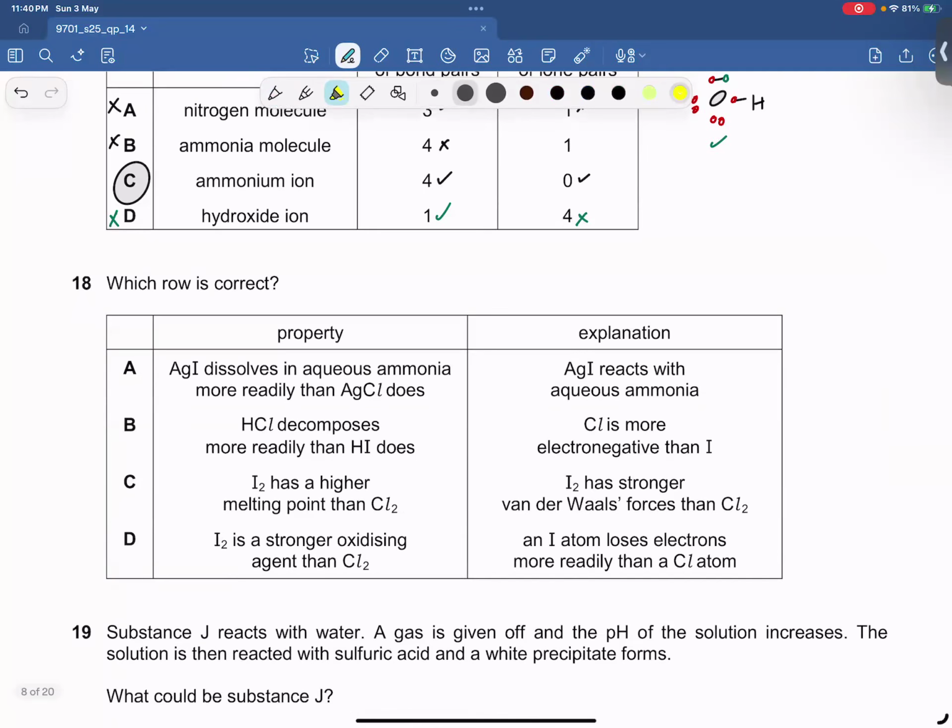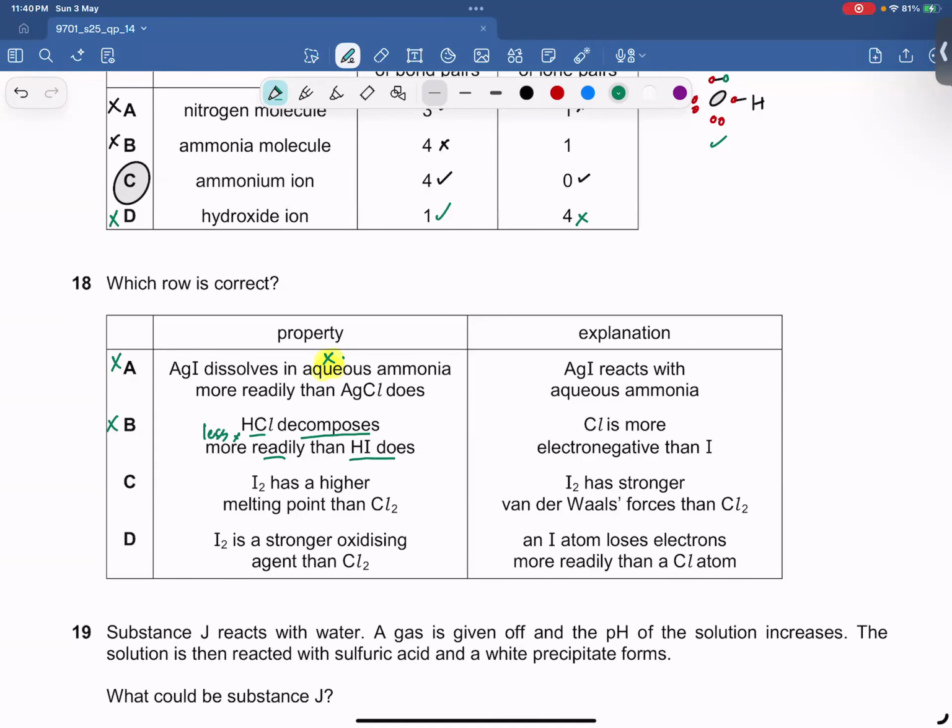Which row is correct? Silver iodide dissolves in aqueous ammonia. That's absolutely incorrect. Silver iodide remains insoluble both in concentrated and dilute aqueous ammonia, which is why option A is incorrect. HCl decomposes more readily than HI. In HI, the bond is weaker than HCl, which is why HCl decomposes less rapidly. That means it is also incorrect.